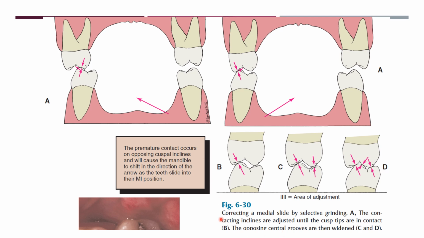We are talking about correcting the mesial side with selective grinding. We will see that there is too much contact, a high point. We will trim that off, guys. And then now we have a proper contact. Can you see from here to here to here to here? So premature contact occurs on opposing cuspal inclines and will cause the mandible to shift in the wrong direction, guys. So it has to be trimmed off. Sorry, ignore that photo down there.